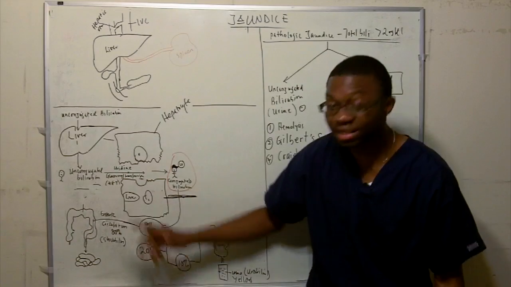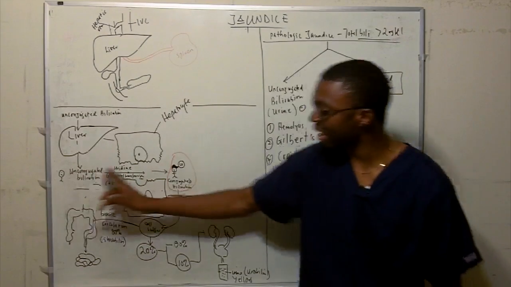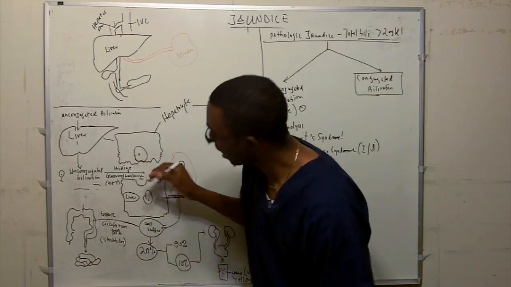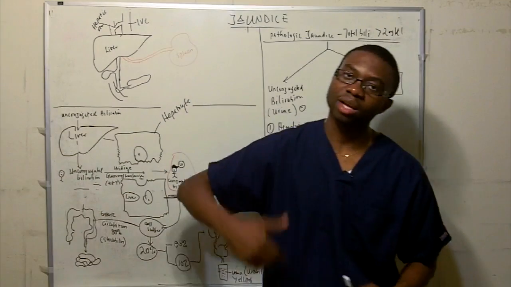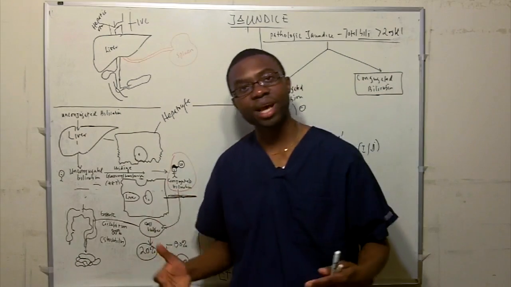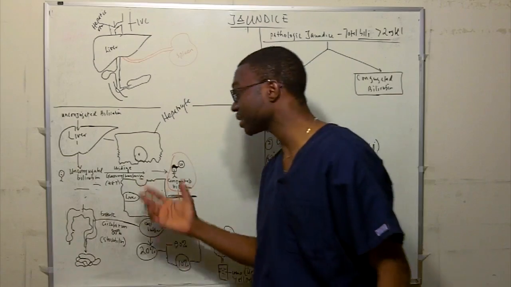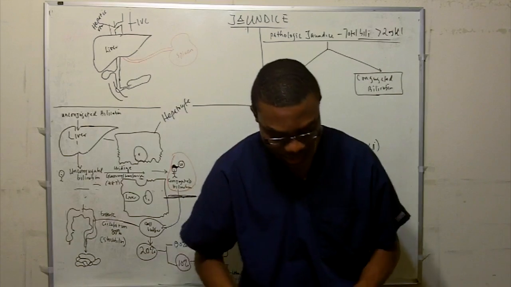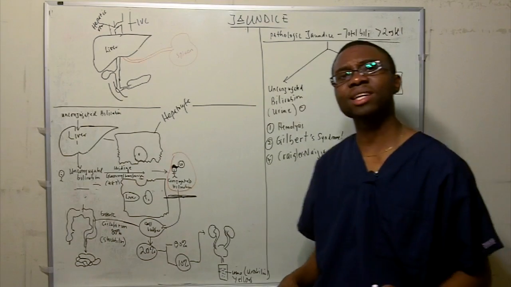If you don't have this enzyme, what happens? It can't go through, right? It gets blocked this way. Everything then backs up. They get a lot of unconjugated bilirubin. This is a genetic defect. They're just missing the enzyme. That's why. So you've got to know that. It's extremely important.